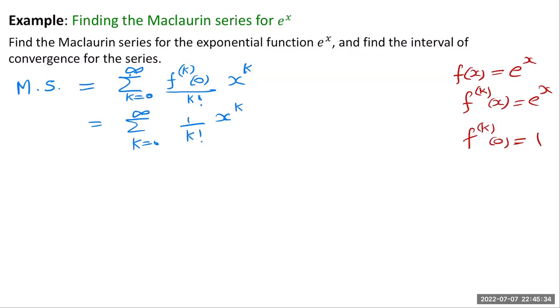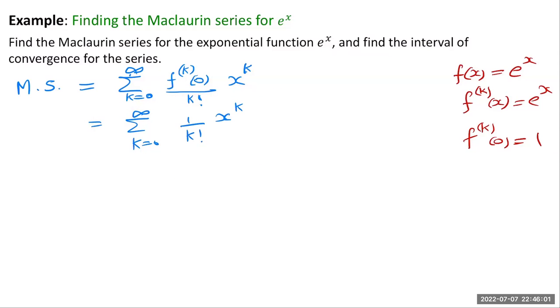It's so easy to find because any order derivative is e to the power x itself. For other functions it could be complicated because you need to find derivatives of various orders, then you have to keep differentiating, and when you get different things, it could be more complicated. But luckily for e to the x, it's very simple, and this is the Maclaurin series for e to the power x.